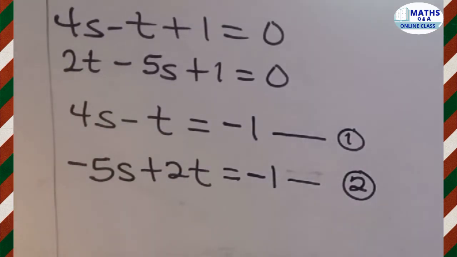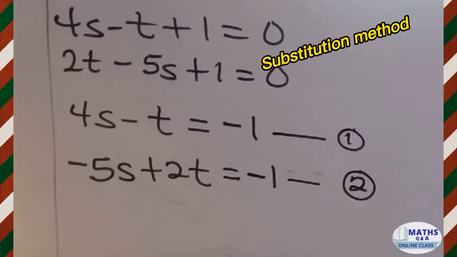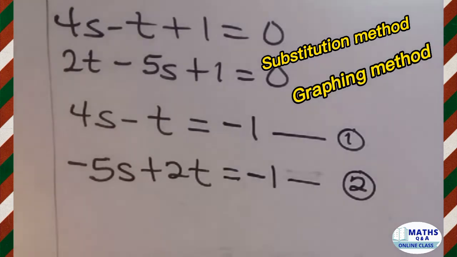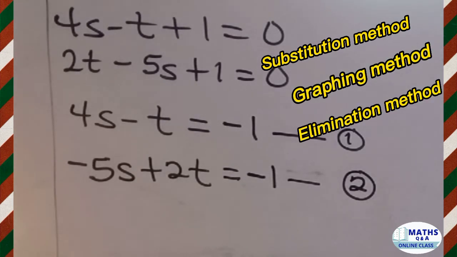Now that we've reached here, before we can find s or t, we have various ways of doing it. We can use the substitution method, we can use the graphing method, we can use the elimination method to solve for t and then s in these two given equations. You are the one going to decide which one you want to use. Now let's take it that we want to use the elimination method.